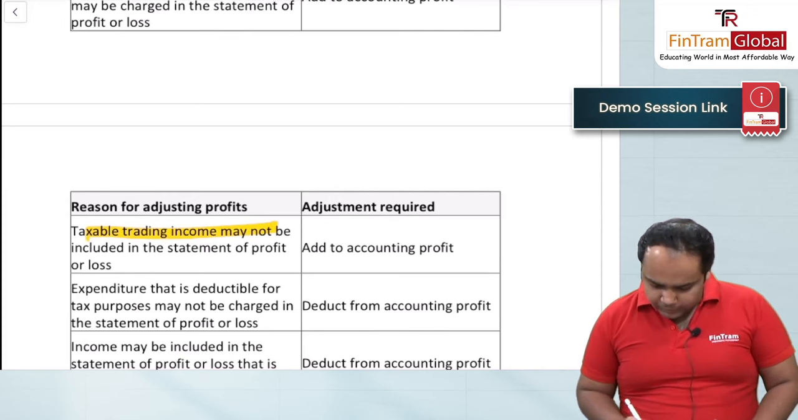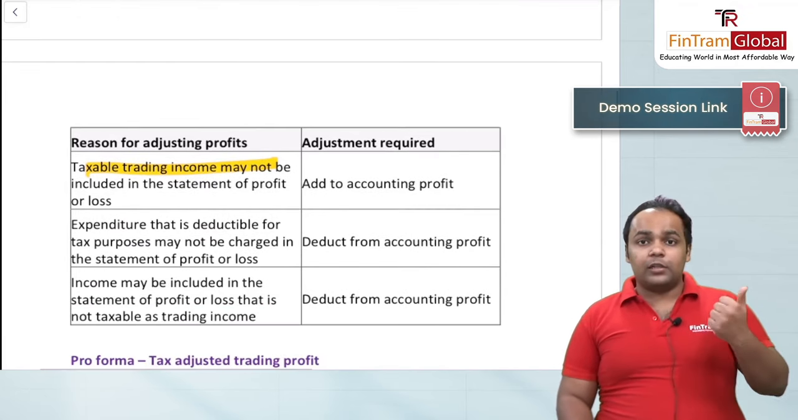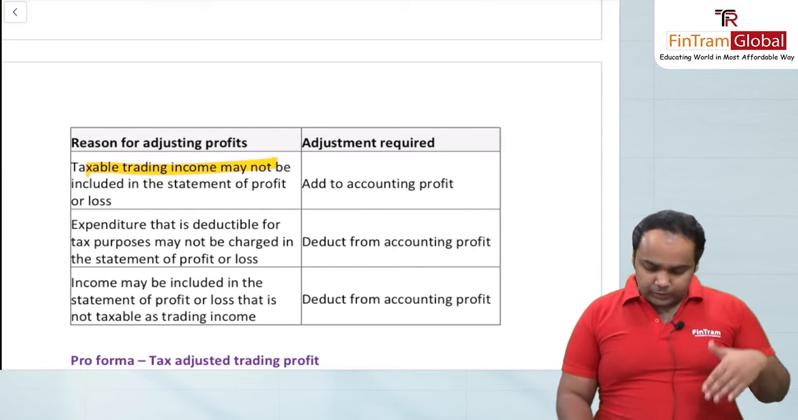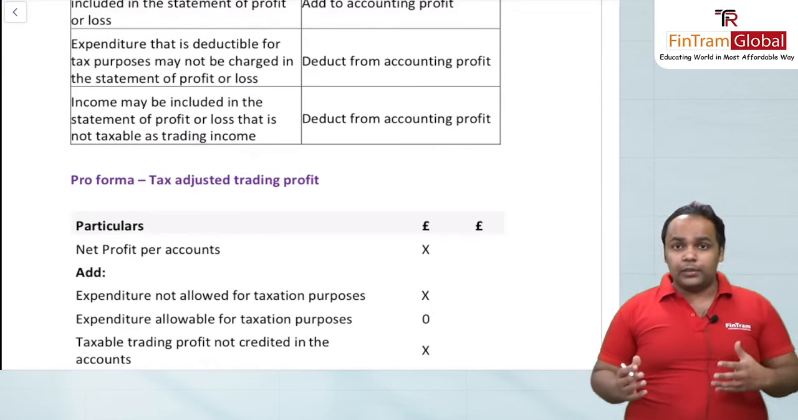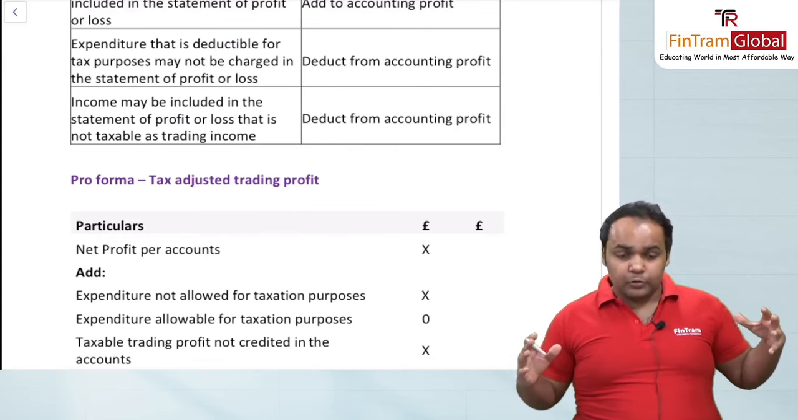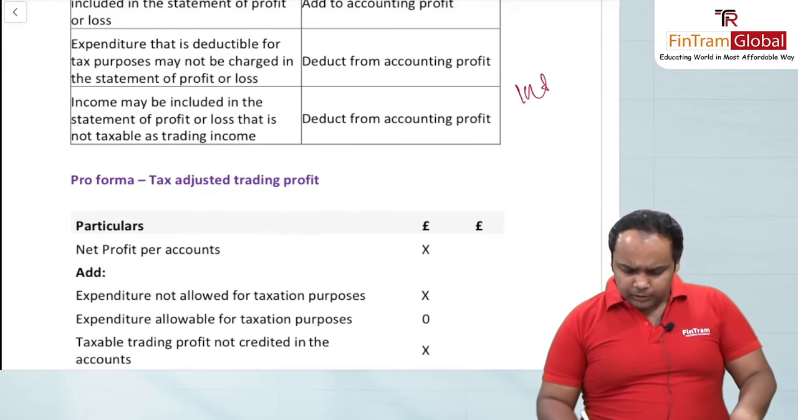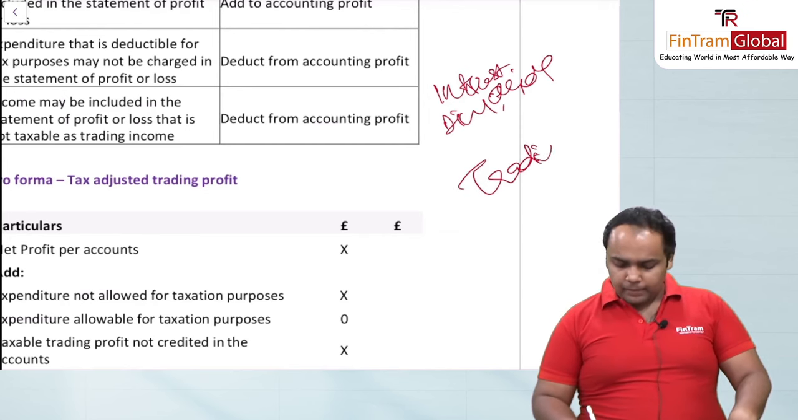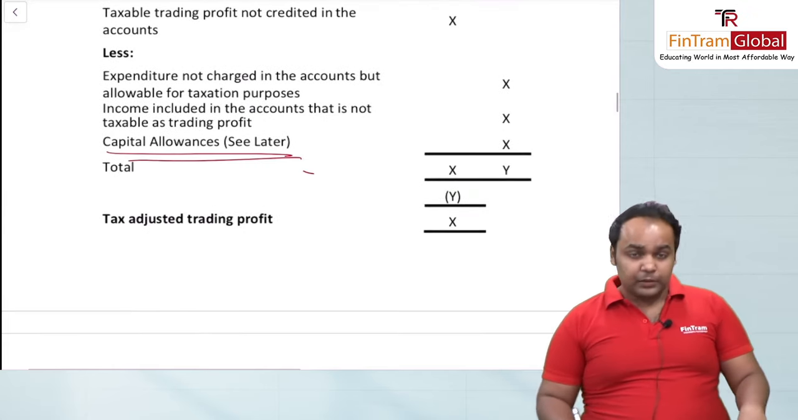You also add taxable income which was not included in the statement of profit and loss. On deductions, you deduct those expenses which were not deducted in the statement of profit and loss but are allowed as a deduction, and you deduct income which may be included in the profit and loss but should not be taxable as trading income. These are usually other forms of income, like interest or dividends, which are assessed to tax but not under the trading income component. So remember these four adjustments, guys, and capital allowances is of course something we'll deal with later.